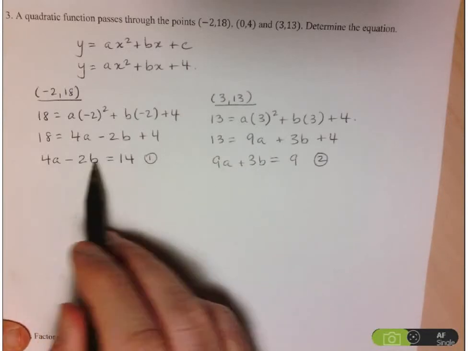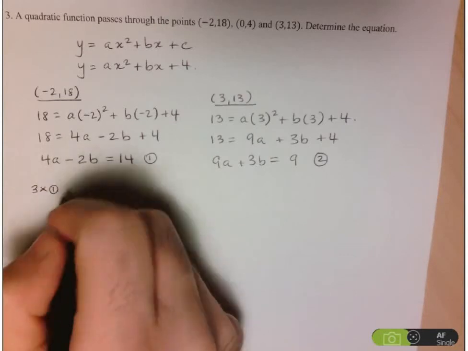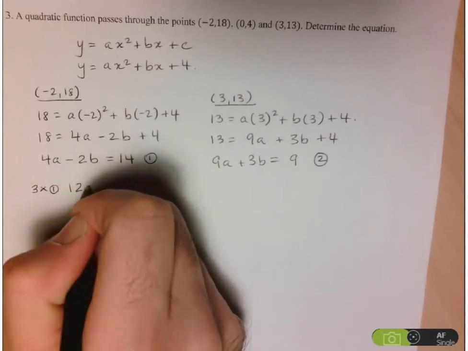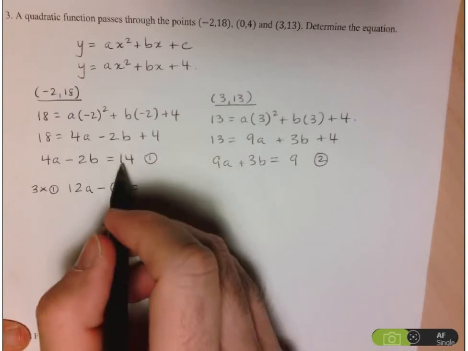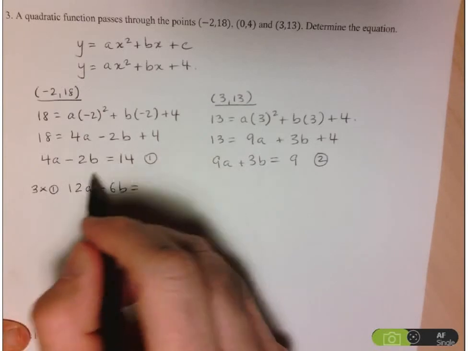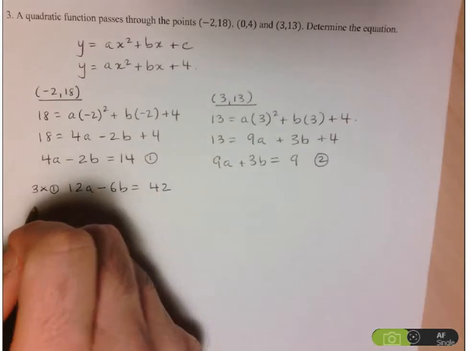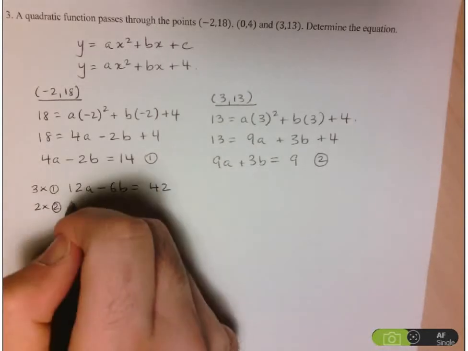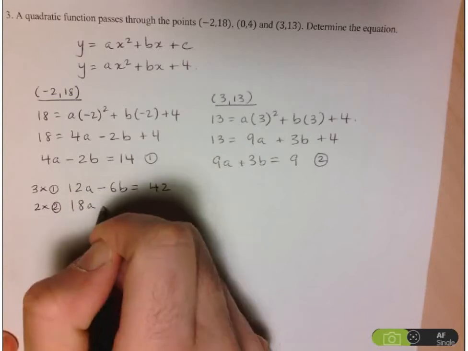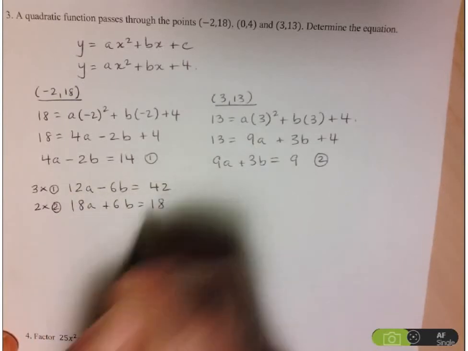So I'm going to multiply equation 1 by 3. Okay, and we'll get 12a minus 6b. And 14 times 3, we've got 30 plus 3 times 4 is 12, so 42. Okay, and then we'll do 2 times equation 2. So we have 18a plus 6b equals 9 times 2, 18.